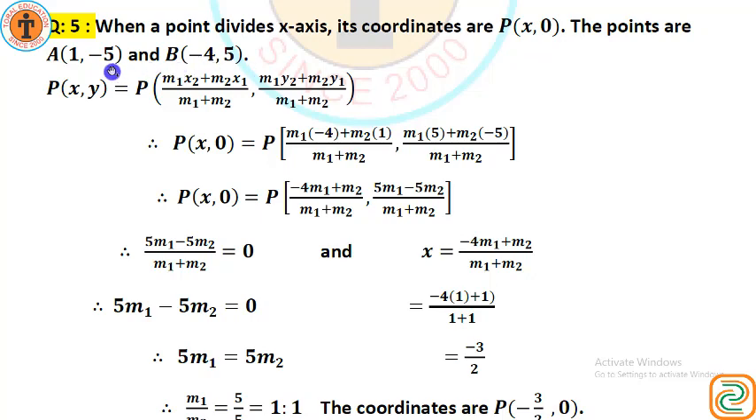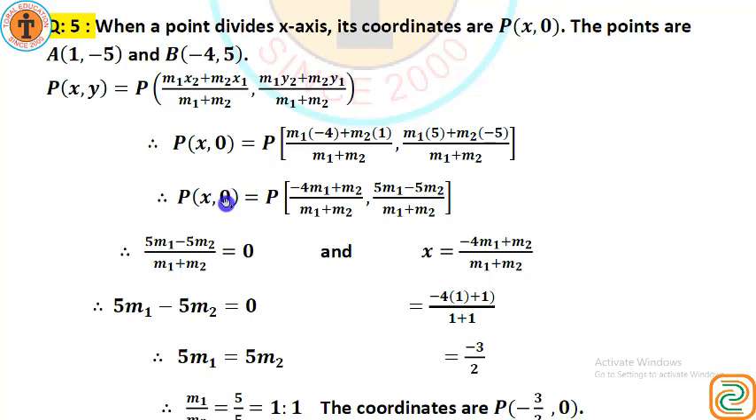Points are A(1, -5) and B(-4, 5). Here P(x, y), we have the formula. So P(x, y) means P(x, 0) when divided by the x-axis. So P is (m1 times -4, that is x2, x2 is -4, and x1 is 1, m2) over m1 plus m2, and (m1 into y2, y2 means 5, and y1 means -5), right, 5m1 minus 5m2.